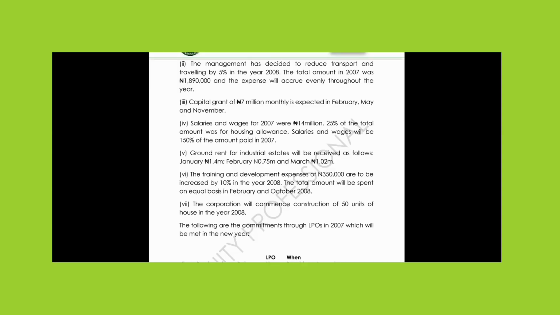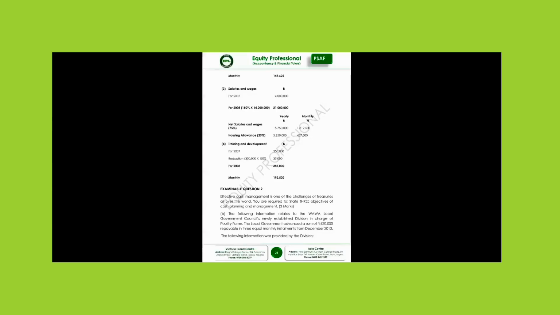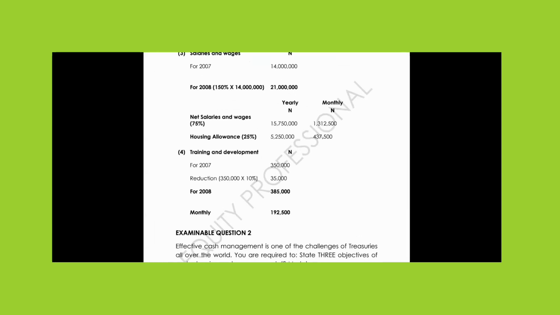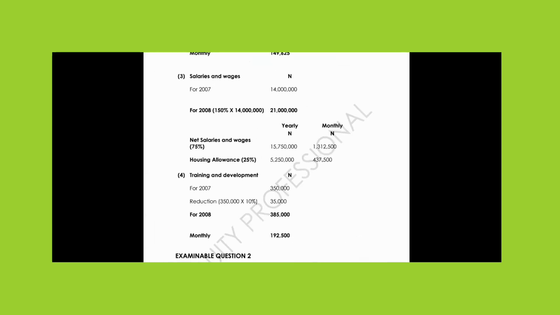If you want to solve it the other way around, you may not get the right answer. What the examiner is referring to here, this is the total salaries in 2007. 150% of it will be salary for 2008. So 25% of it is going to be for housing allowance. When you get that amount of 2008, that is what the examiner means. If you want to solve it the other way around, like some of you are agitating, we need to break it down. We will not get it.